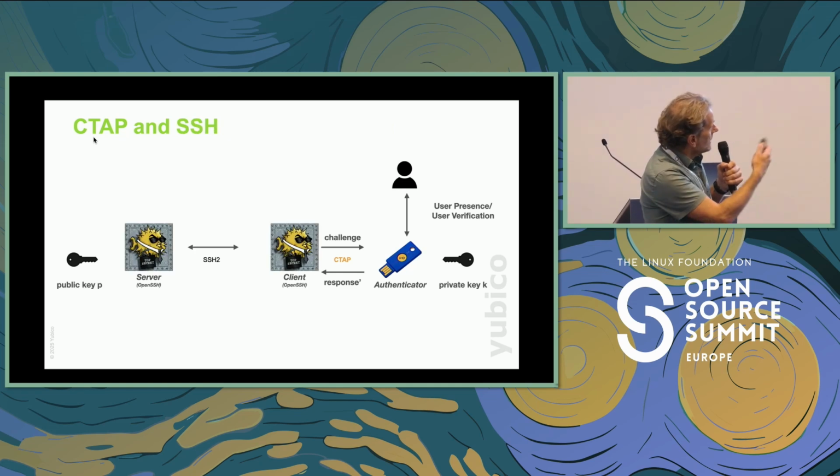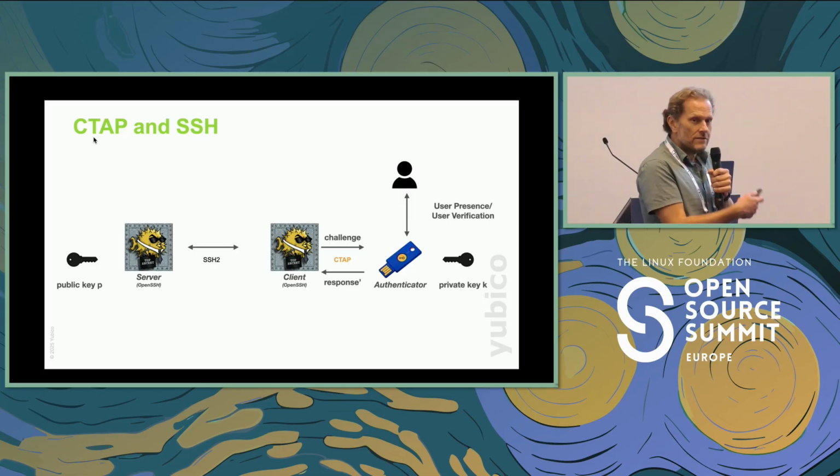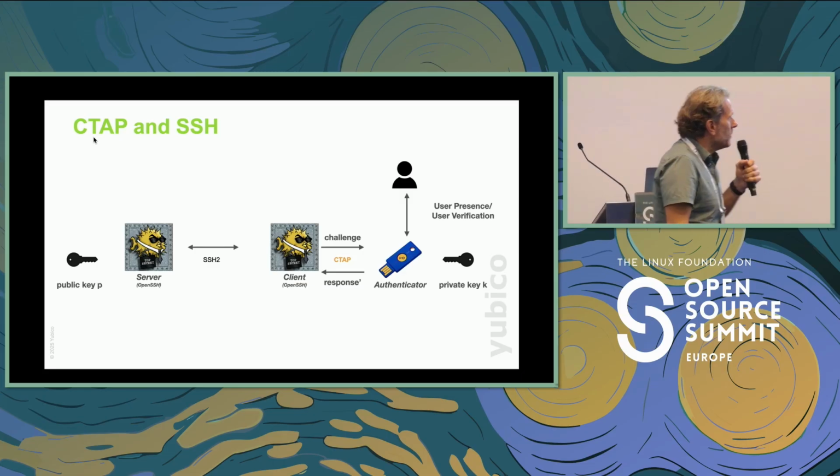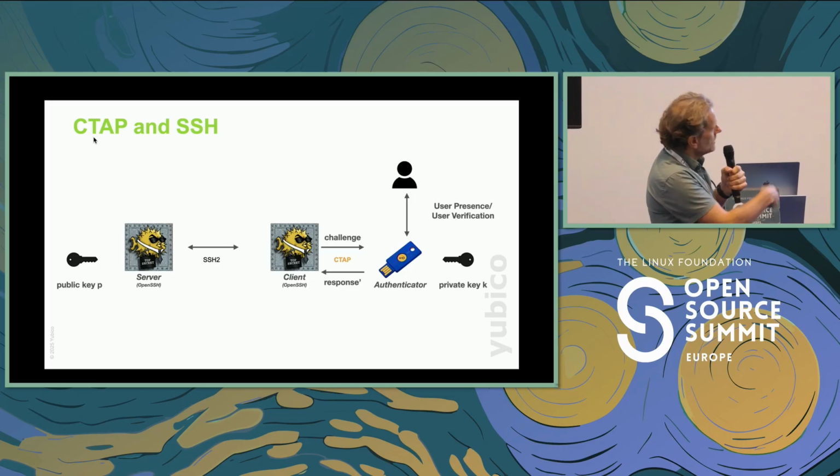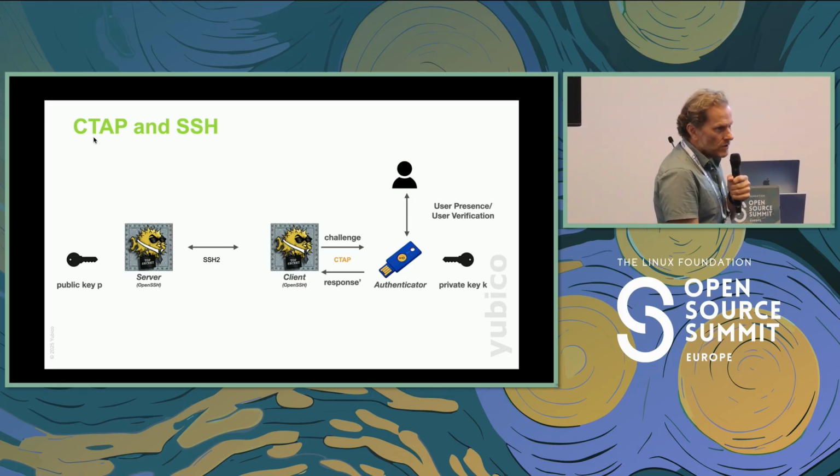So let's now look at the SSH use case. So we have, again, a client and a server. And now the client, the OpenSSH client, is the one that uses CTAP to communicate with that authenticator. But there's no such thing as WebAuthn that is used in OpenSSH. And actually, the SSH protocol is not really modified.